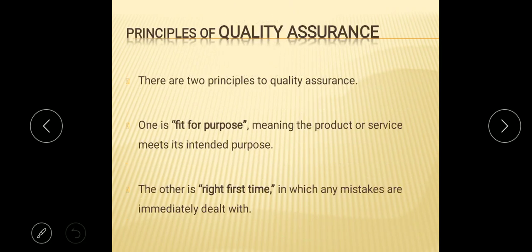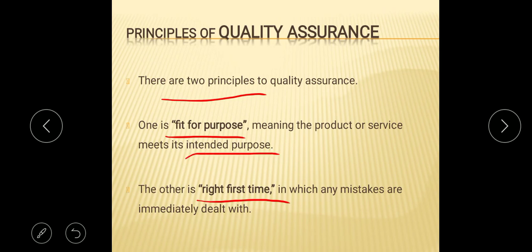Okay, coming to the next, principles of quality assurance. There are two principles of quality assurance. One is fit for purpose, another one is right first time. So fit for purpose means the product or service meets its intended purpose. Okay, the other is right first time, in which any mistakes are immediately dealt with.